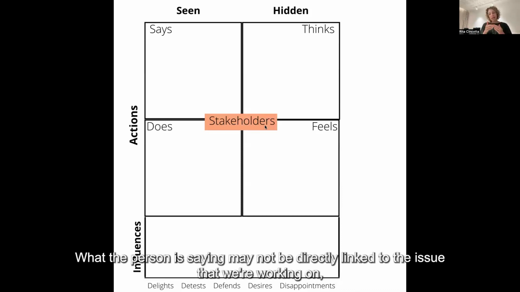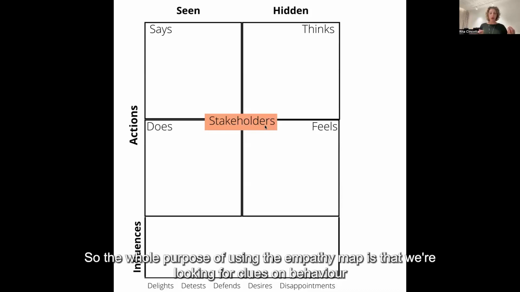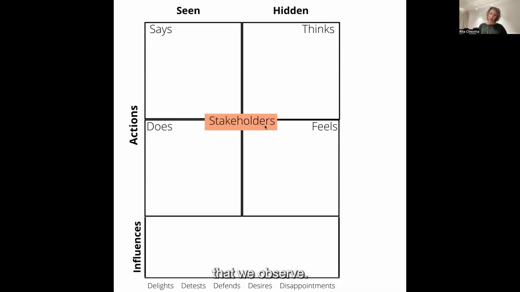What the person is saying may not be directly linked to the issue that we're working on, but we're looking for clues. So the whole purpose of using the empathy map is that we're looking for clues on behavior that we observe.